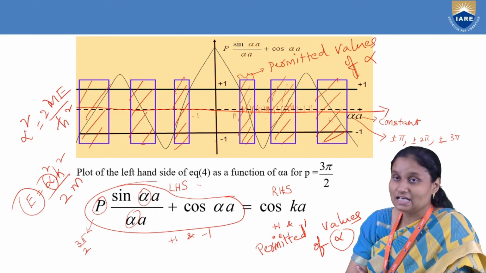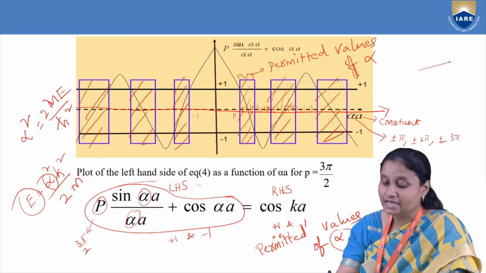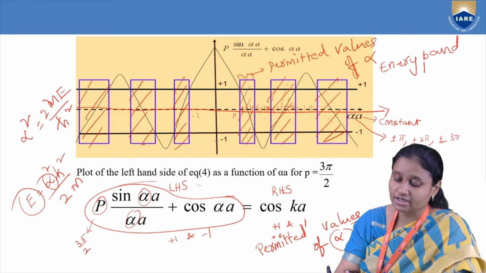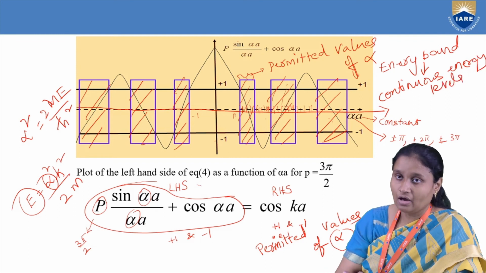So these regions are nothing but your bands. This is allowed energy band. What is the difference between a band and level? If you take your energy band, our energy band is made up of a series of continuous energy levels. Okay. So here also I got energy levels. These are continuous energy levels. And allowed means electron can move only with these energies.